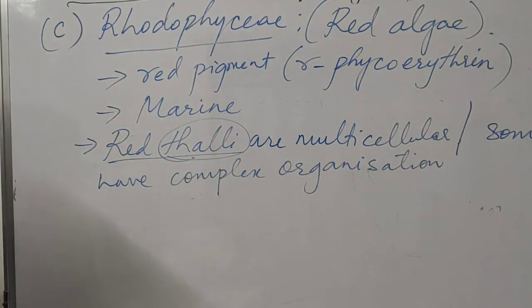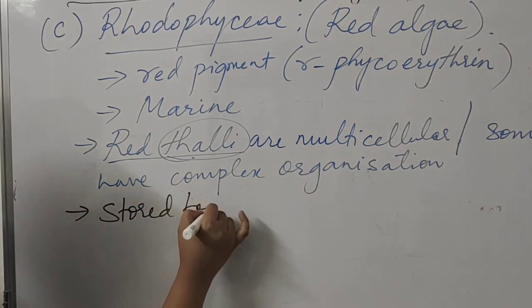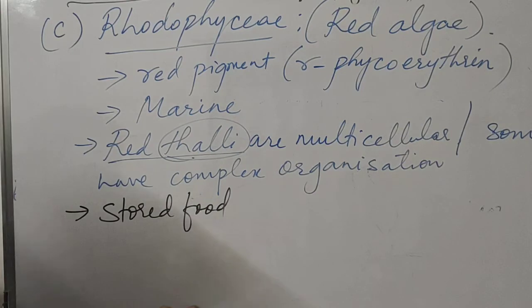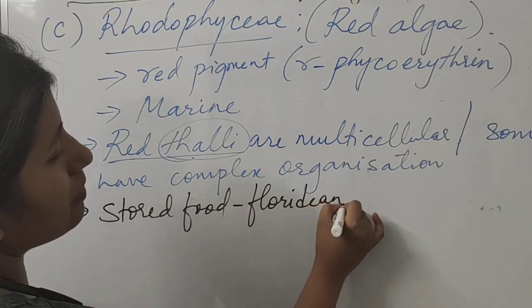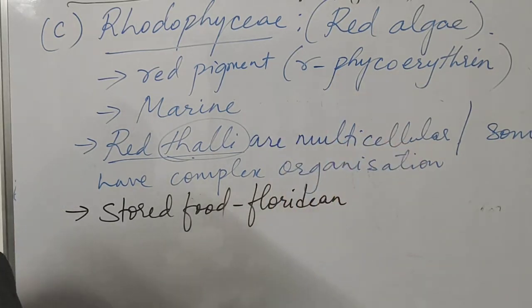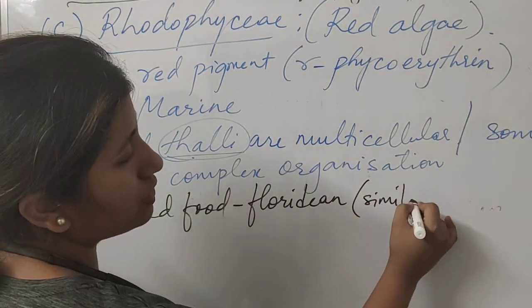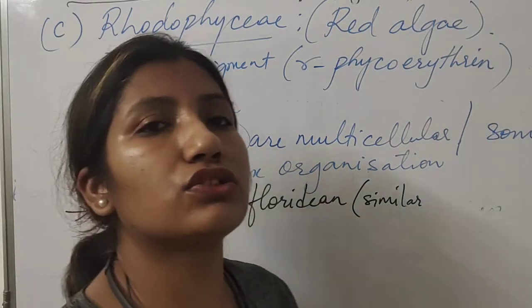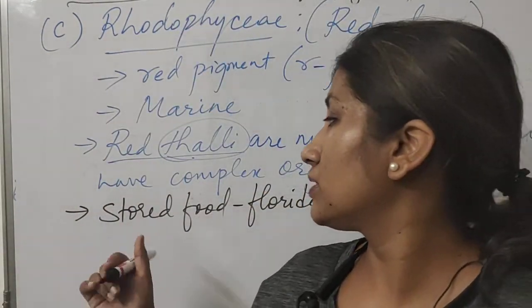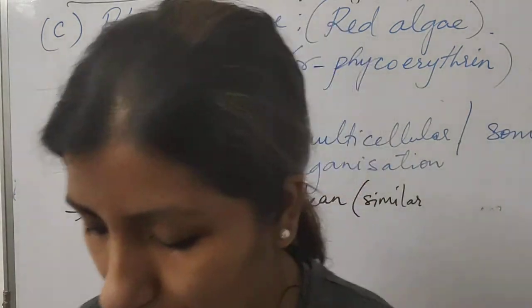Now the stored food which they have is known as floridean starch. Remember the different names of stored food in different classes of algae. This floridean starch is quite similar to amylopectin and glycogen. Glycogen is a stored food in our body.